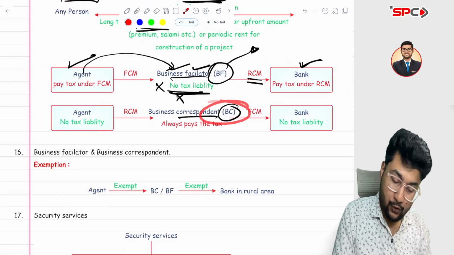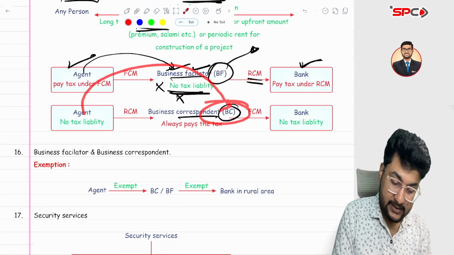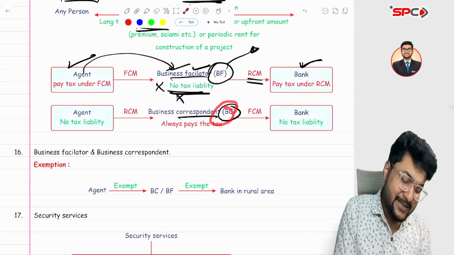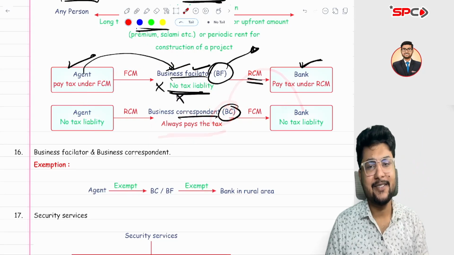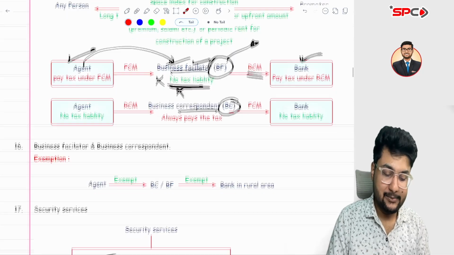People will make a fool of him. If an agent is supplying to the BC, then the BC will pay the tax. If the BC is supplying to the bank, the BC will pay the tax. Was it clear? Yes. But there is an exemption to it.